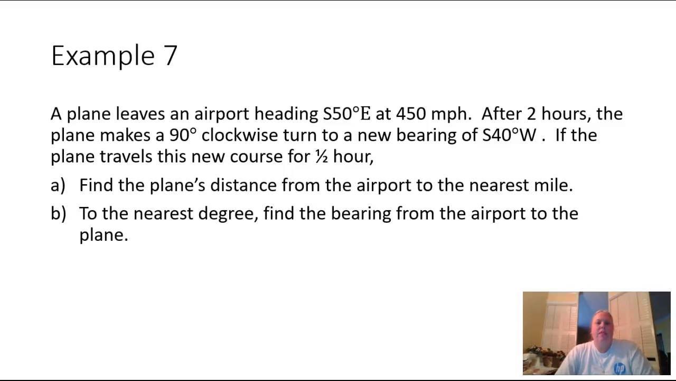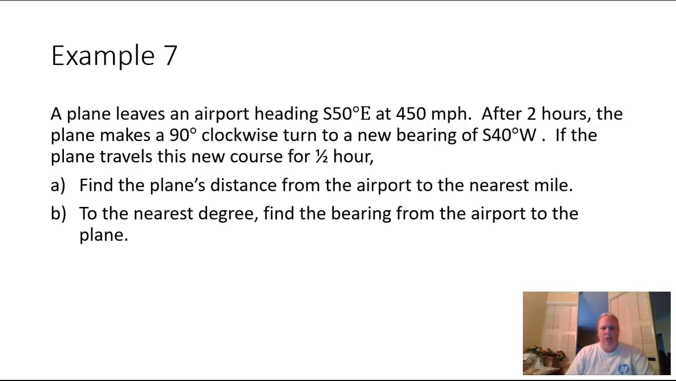This is example 7 from lesson 6.1. A plane leaves an airport heading south 50 degrees east at 450 miles per hour. After 2 hours, the plane makes a 90-degree clockwise turn to a new bearing of south 40 degrees west. If the plane travels this new course for half an hour, A, find the plane's distance from the airport to the nearest mile, and B, to the nearest degree, find the bearing from the airport to the plane.